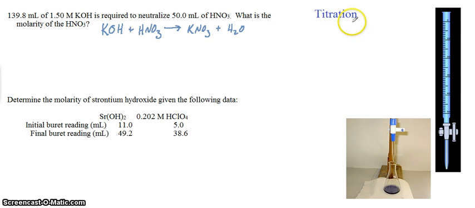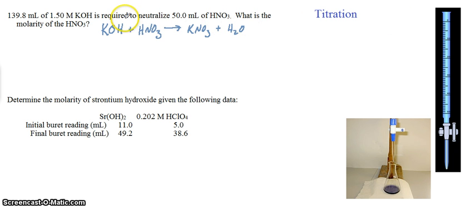What I want to do in this titration video is tell you a little bit about what titration is, first of all, and then how to do calculations and how this might work in a lab situation, in a lab problem. First of all, titration is a natural extension of the solution chemistry problems that I was just doing, the solution stoichiometry.